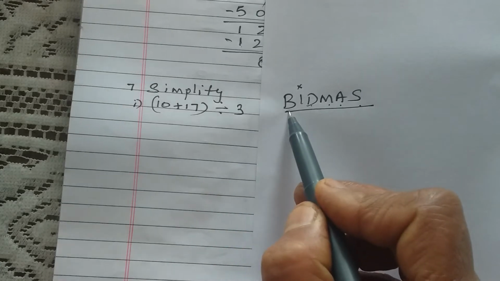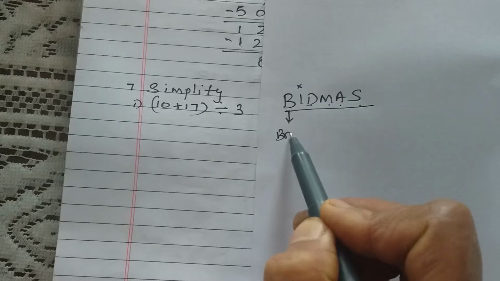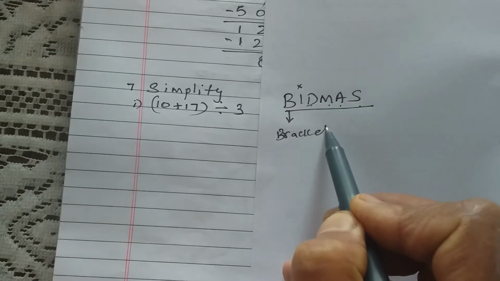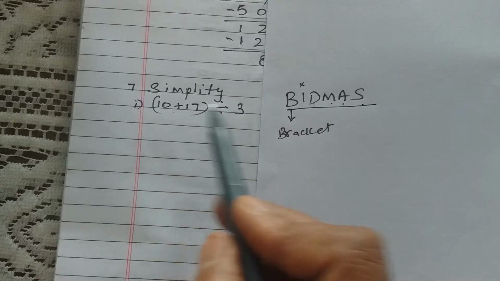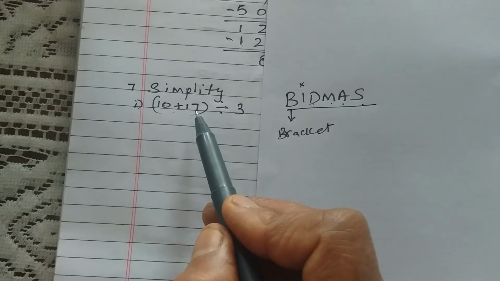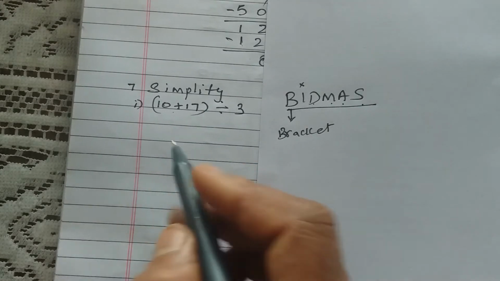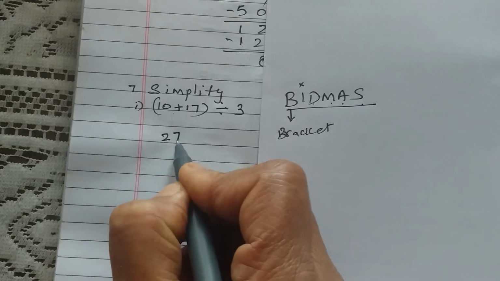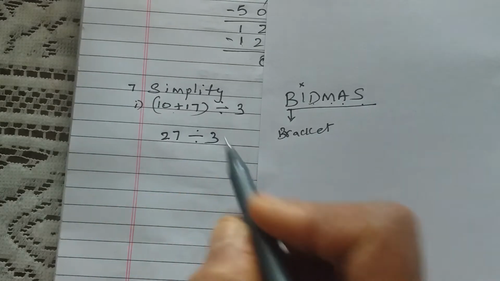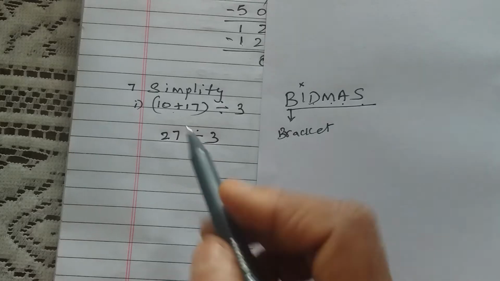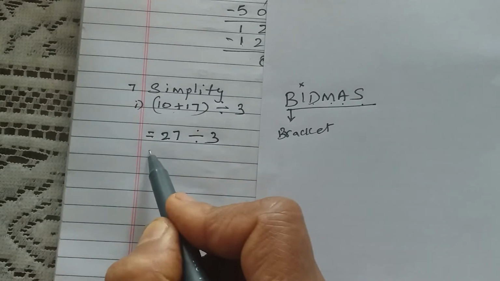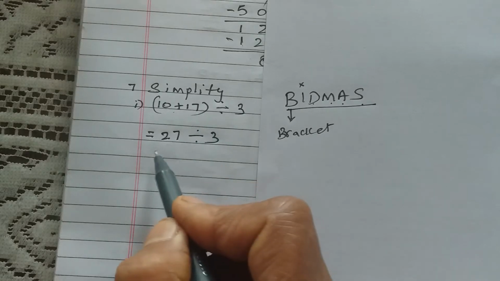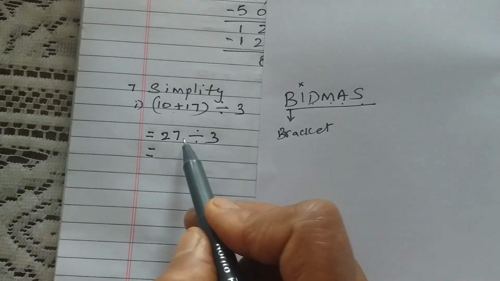So first is B for bracket. Whatever you have inside the brackets has to be done first. So what is inside the bracket? It is addition. So 10 plus 17 we have to add in the first step. What is 10 plus 17? It is 27 divided by 3. So 3 numbers have become 2 numbers and 2 operations have become 1 operation. After every step, you do only 1 operation, so that we can avoid confusion.